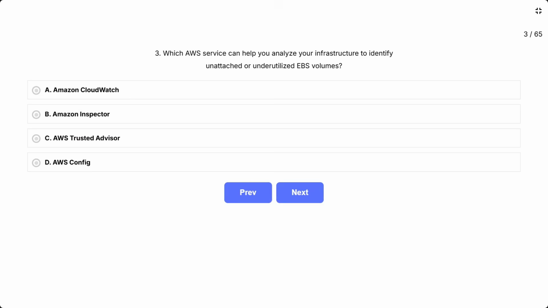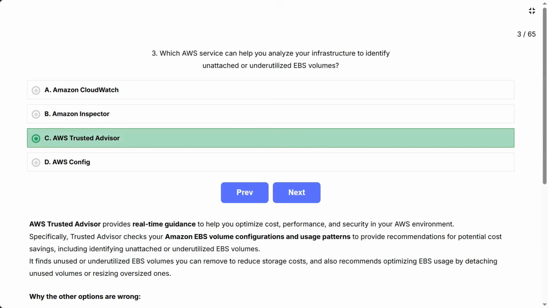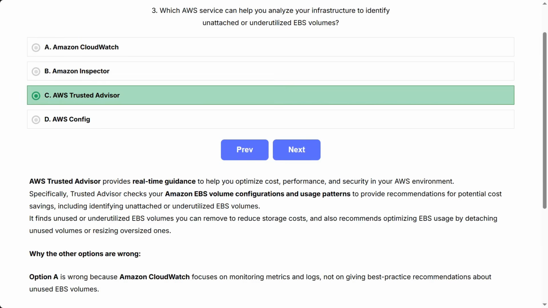The correct answer is C. AWS Trusted Advisor provides real-time guidance to help you optimize cost, performance, and security in your AWS environment. Specifically, Trusted Advisor checks your Amazon EBS volume configurations and usage patterns to provide recommendations for potential cost savings, including identifying unattached or underutilized EBS volumes.